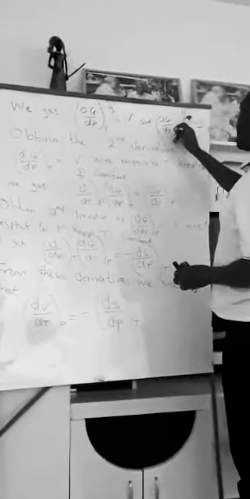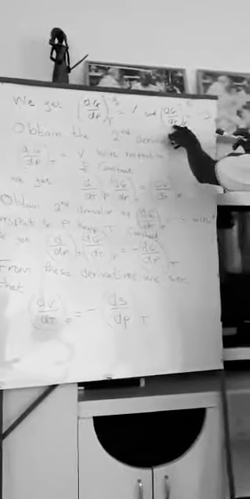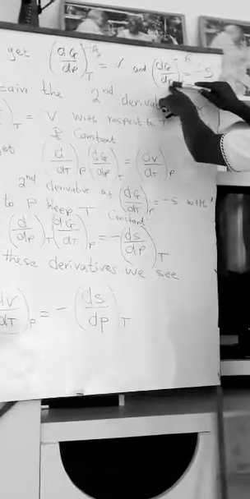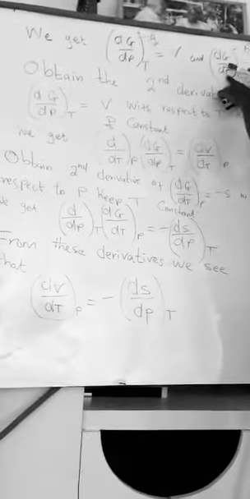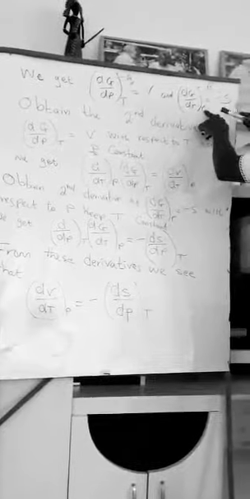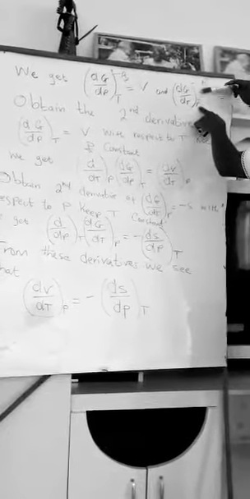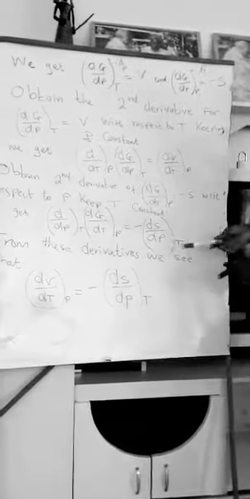For equation B, remember here, we differentiated with respect to T in the first derivative. So that means for the second derivative, we will differentiate with respect to P. In the first derivative, we kept P constant. So in the second derivative, we are going to keep T constant. So that is what we have here.